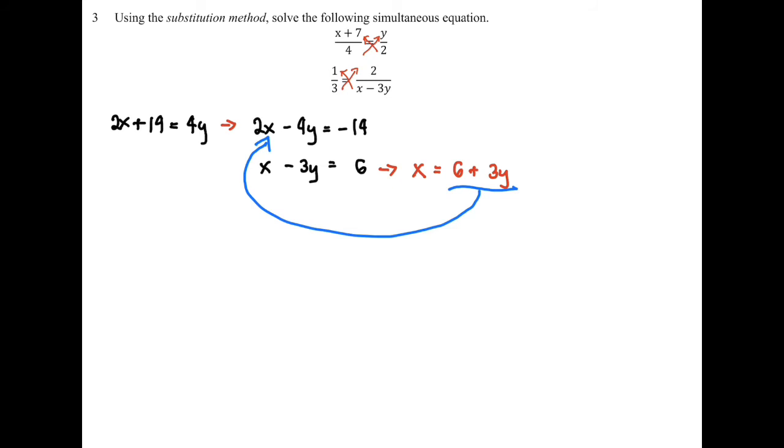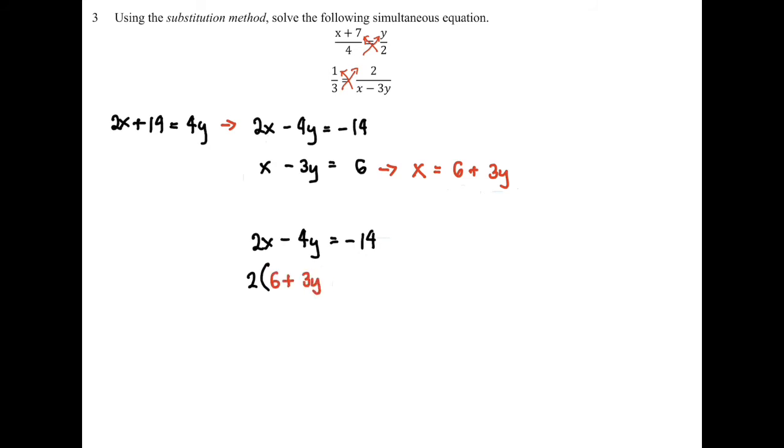So that's what we're going to do now. Writing down the first equation again, 2x minus 4y equals negative 14. So 2, now instead of x, we're going to write 6 plus 3y, and then minus 4y equals negative 14.